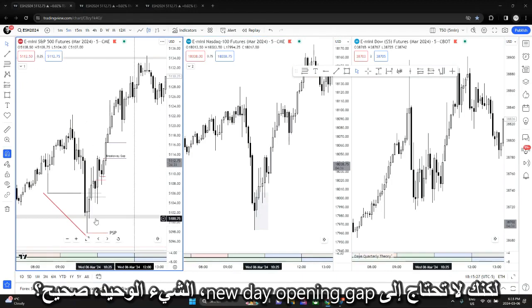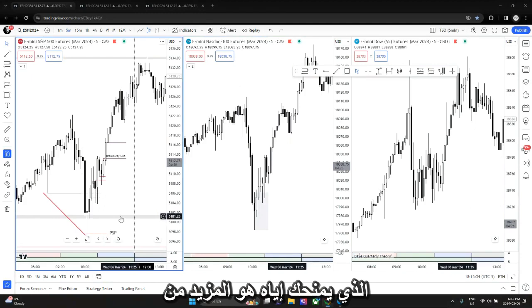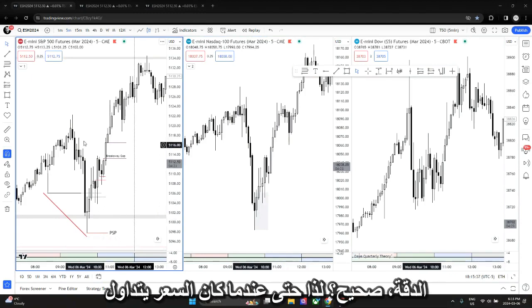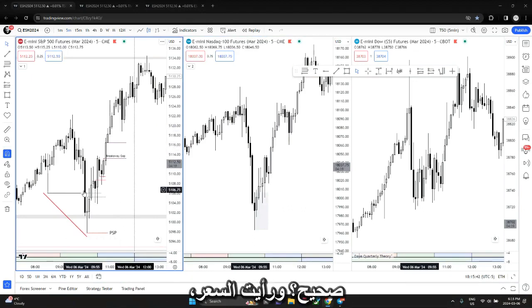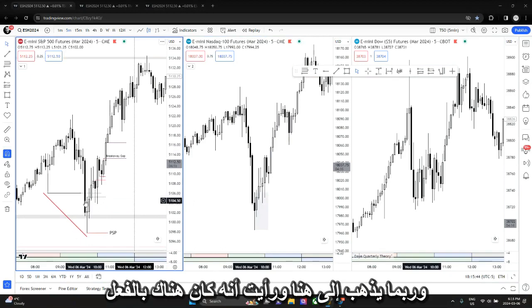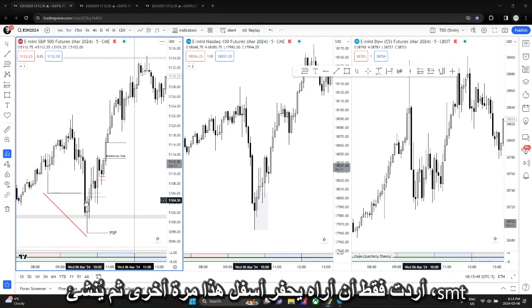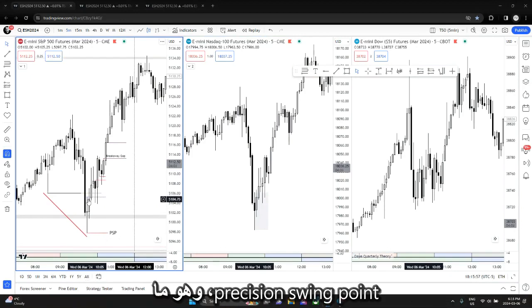Right? But you don't need this, the new day opening gap. The only thing that this gives you is more precision. So even when price was trading here, I saw price fall below this low and probably go right here, and there was already SMT. I just wanted to see it dig below this one more, then create a precision swing point. That happened.